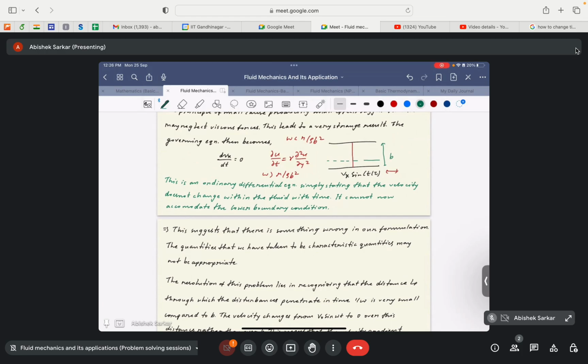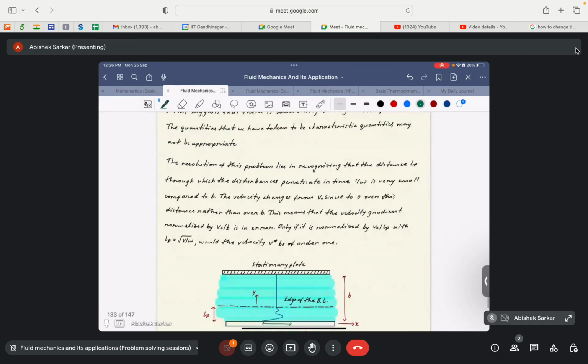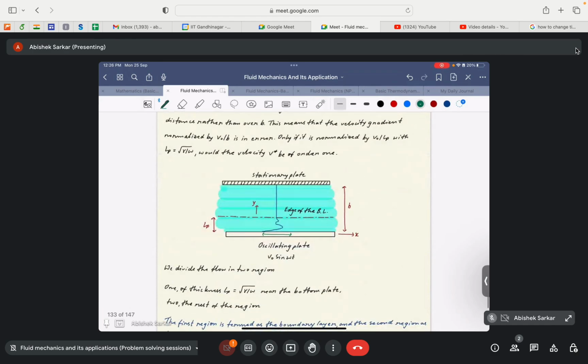So we need to change our scaling. Okay. So that's why now we change our scaling in such a manner that we tell that there is a certain length or certain depth up to which the effect of the oscillation of the plate is felt, and beyond this depth the effect of oscillation of the plate is not felt, and essentially in this region the governing equation dvx by dt is valid. So that's correct.